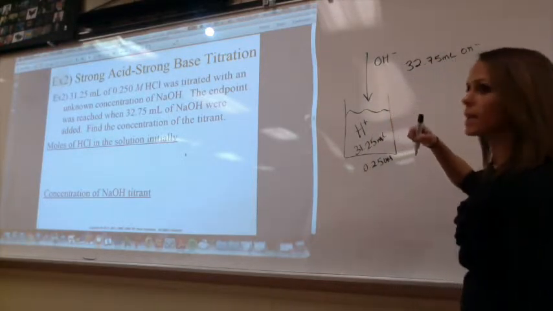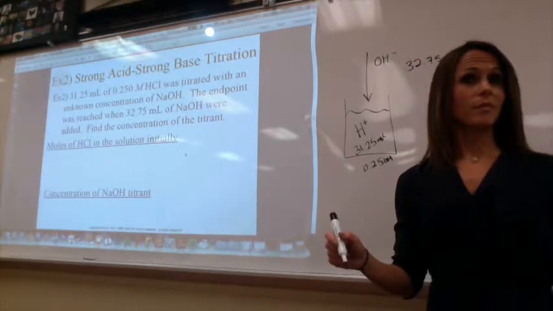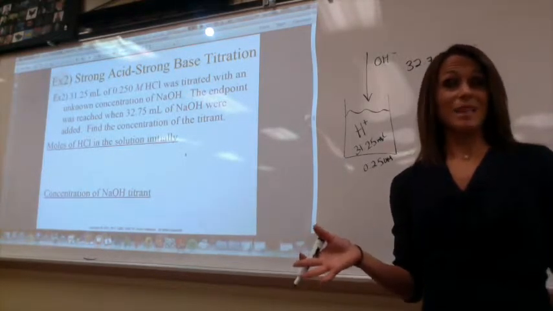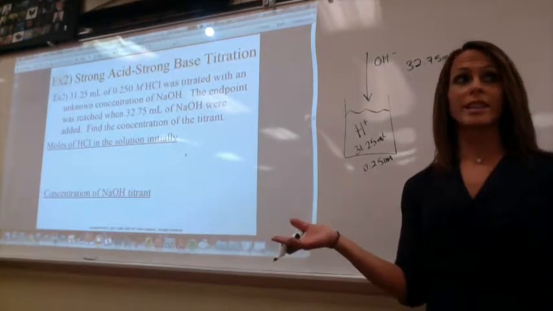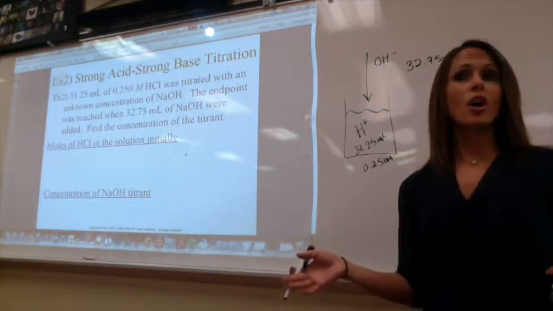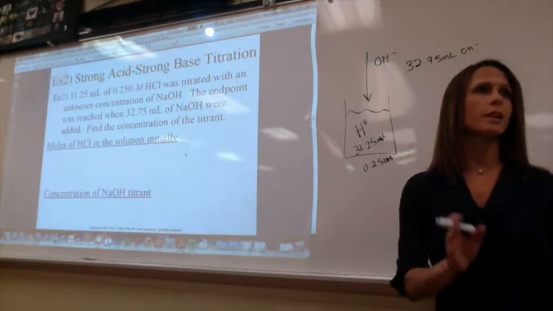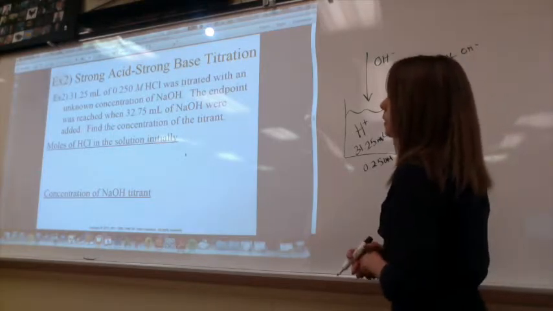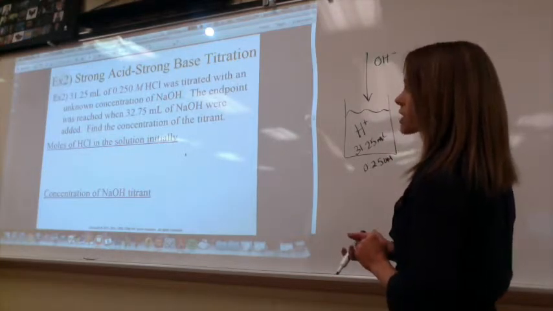What does the end point mean? It means that moles of acid are equal to moles of base visually. Even though we might be a little off, we're still going to say that's the same thing, right? It's still the same thing as the equivalence point in a sense. So the end point was reached when we added that amount. Find the concentration of the titrant.